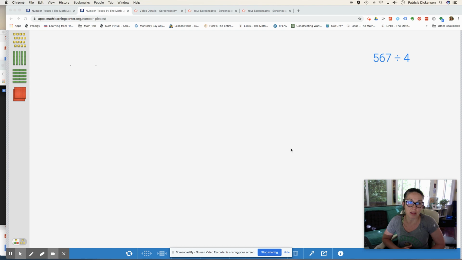I'm going to be showing you how you can use a tool at the Math Learning Center, the Number Pieces app, to create a visual representation of a division problem. So our problem is 567 divided by 4. We're not going to use a traditional algorithm, but we're going to use these virtual manipulatives to help us illustrate how many equal groups of 4 can be fit into 567. So first, let's create the number 567, and then we'll make some fair shares.